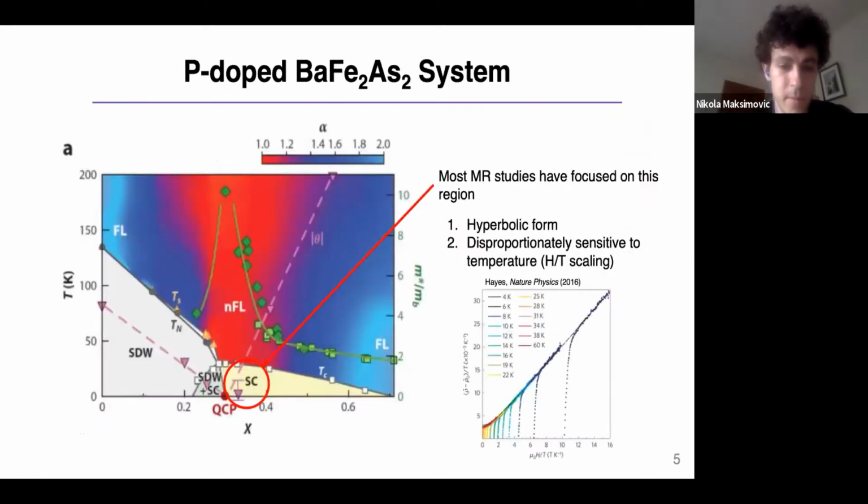Like I said in the previous slide, many of the magnetoresistance studies have focused on this region of optimal superconductivity. And rightfully so. This was the original motivation for magnetoresistance measurements. In my talk, I'm going to first focus on the spin density wave state, and then slowly move over to the quantum critical regime, and we can see how things evolve from the spin density wave state.